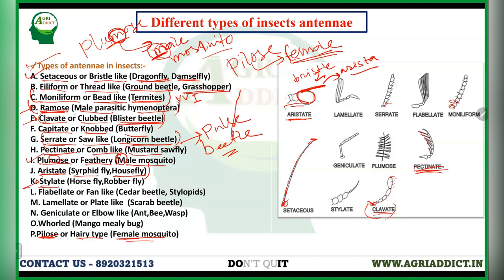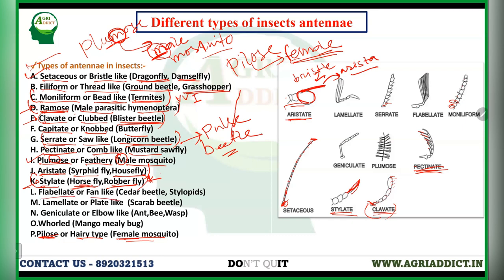And in the stylate type of antenna, the terminal segment bears a style. A style means a small process, a small style-like process. Look at this. This is the terminal segment. This bears a small style-like process. This is known as the stylate antenna, and it is important. Stylate type of antenna is found in horsefly and robber fly. Okay, this is important.